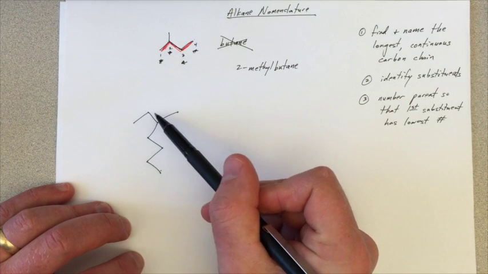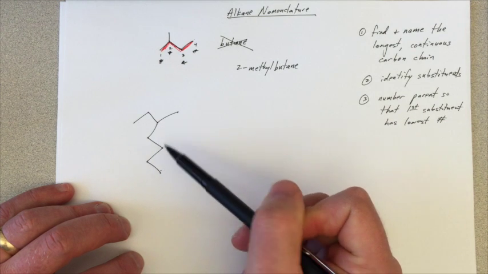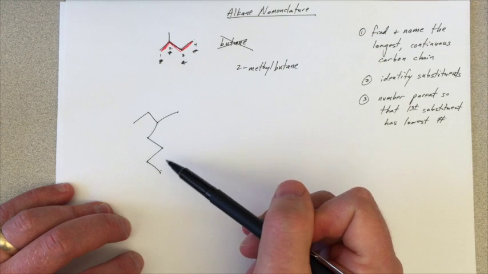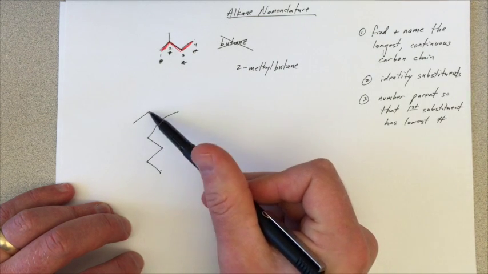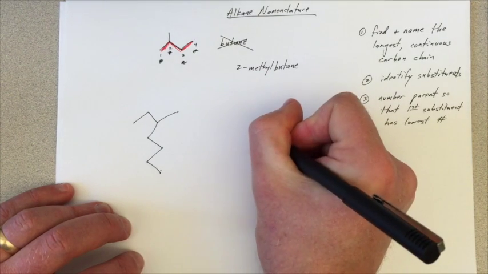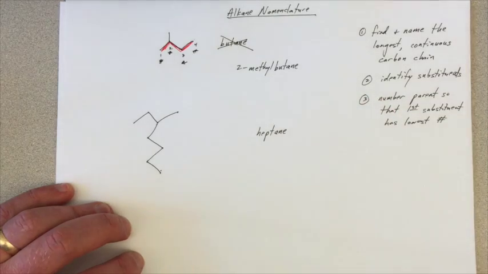You can't say 1, 2, 3, 4, 5, 6, 7, 8, 9. You can't backtrack like that. It has to be a continuous carbon chain. So 1, 2, 3, 4, 5, 6, 7. This is going to be a heptane. The hept stands for 7.